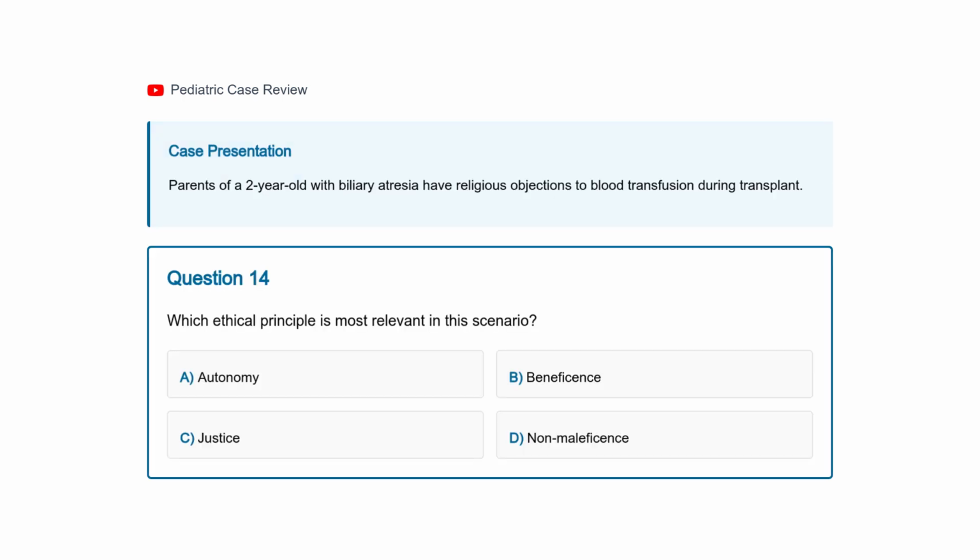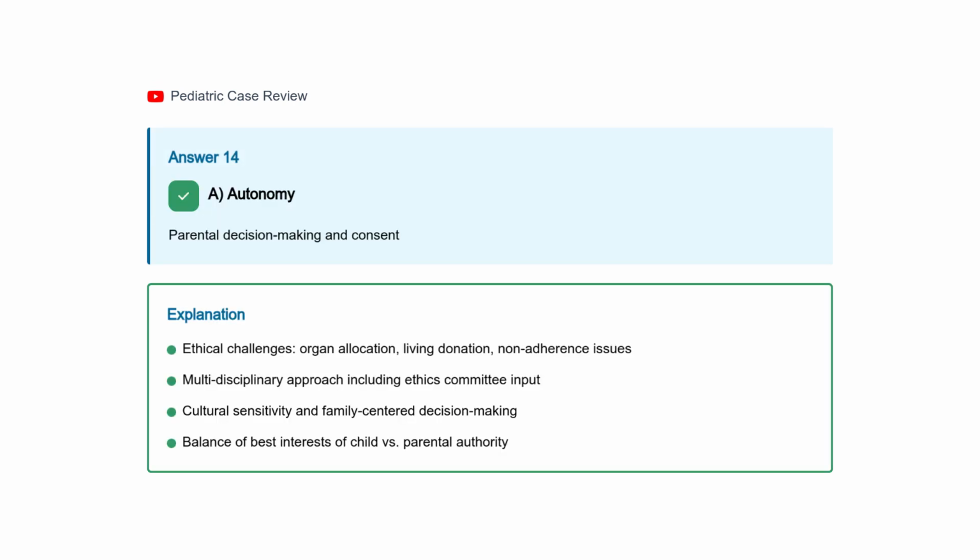Parents of a 2-year-old with biliary atresia have religious objections to blood transfusion during transplant. Which ethical principle is most relevant in this scenario? Option A, autonomy. Option B, beneficence. Option C, justice. Option D, non-maleficence. The correct answer is A, autonomy.